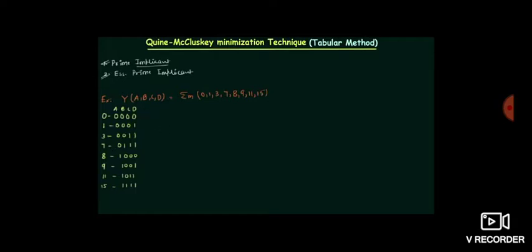This is step number 1. We make a table and design the tabular form for all minterms. First we observe how many zeros are there, how many ones are there in each value: how many have 1 one, how many have 2 ones, how many have 3 ones, and how many have 4 ones. We group based on that.